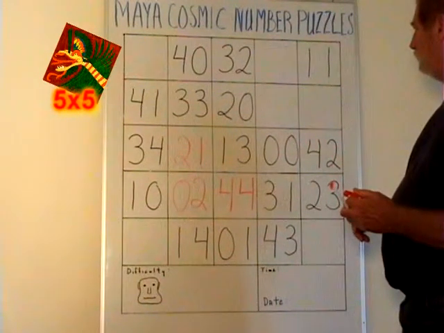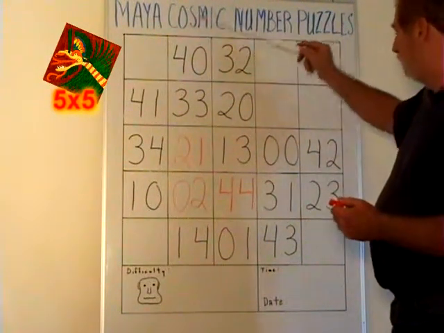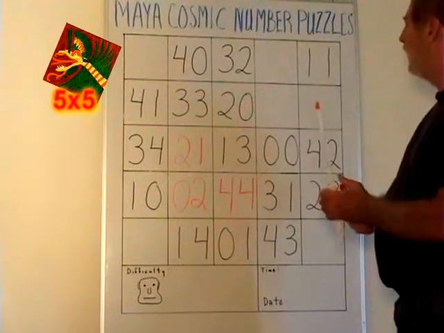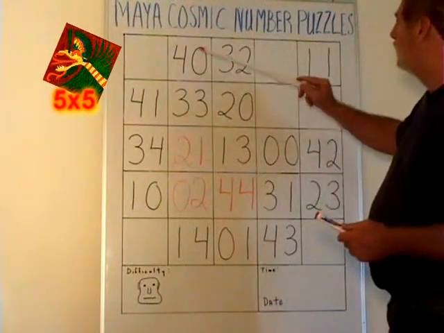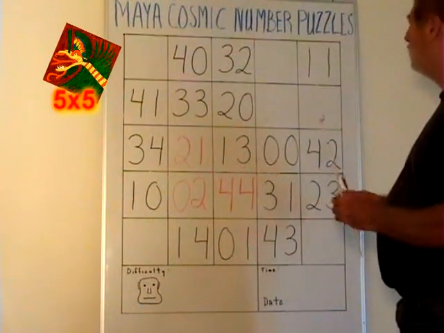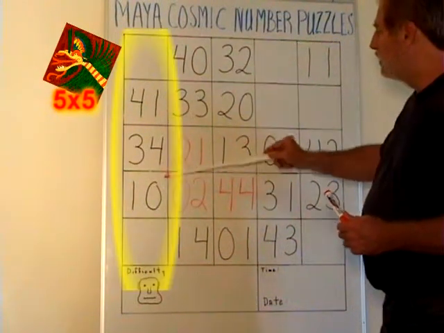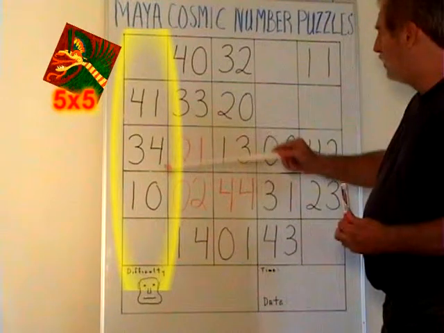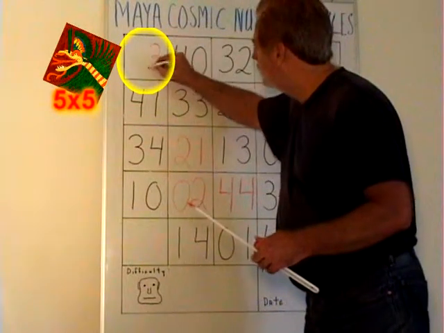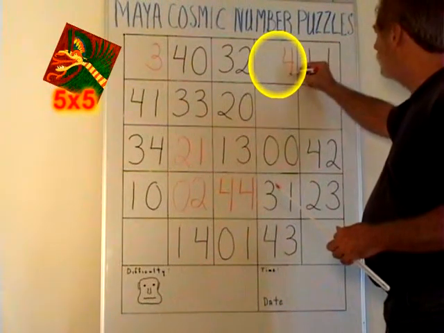Now, we can solve for this row here. We are missing a, let's see, we have a 0, a 2, and a 1. So we are missing a 4 and a 3. In this column, we have a 4. The only number that could go here would be a 3. If the 3 goes there, then the 4 must go here.